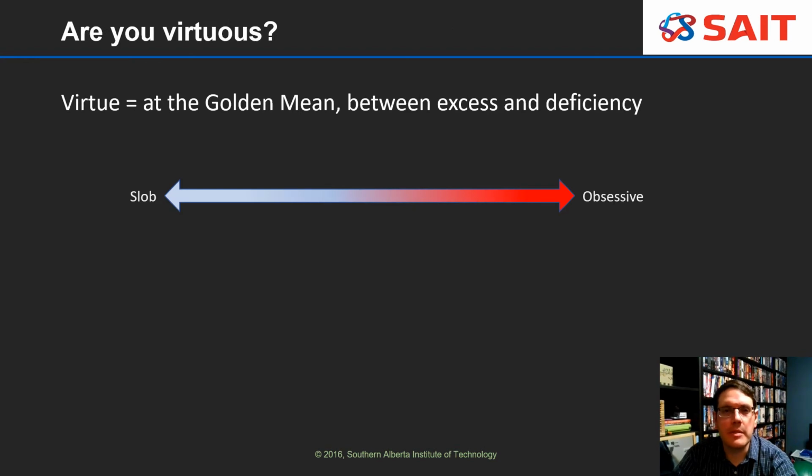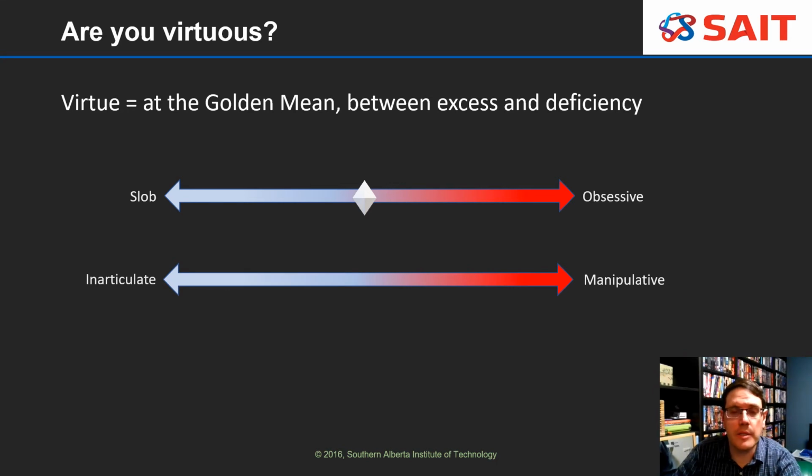The next step is to figure out whether you've been virtuous. That means, have you found the right balance between excess and deficiency? Have you found the golden mean of cleanliness? Here, I've set out a scale from slop to obsessive. Now, you want the place to be clean, but your standards are really quite understandable. So, here it seems like you've reached the golden mean.